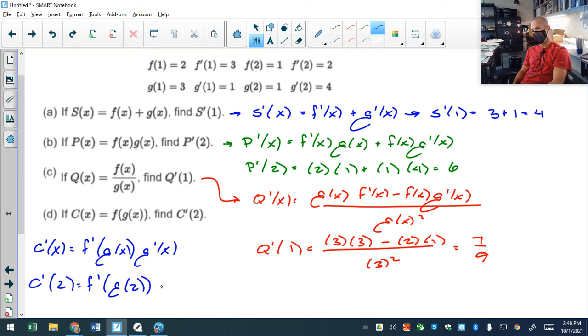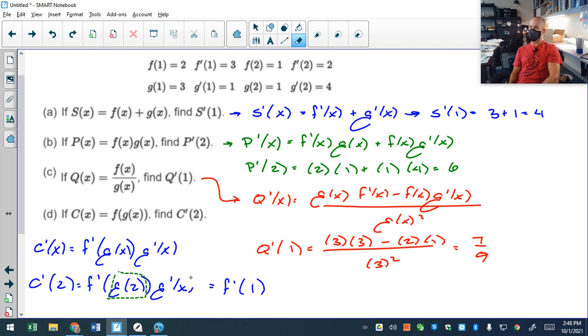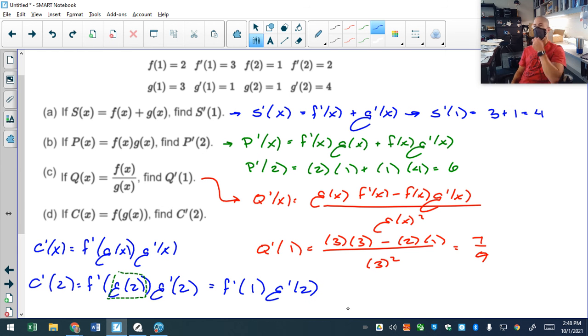I'm plugging in 2 for my X's. And I would start by evaluating only the G of 2. I would do that part only. G of 2, where is it? Is 1. So we have F prime of 1. And you could go ahead, whoops, that should be a 2, you could go ahead and evaluate the G prime of 2 if you want to. I'm going to leave it like this, though. Now I have F prime of 1, which I can find up here is 3. And G prime of 2 is 4. And we get a final answer of 12.